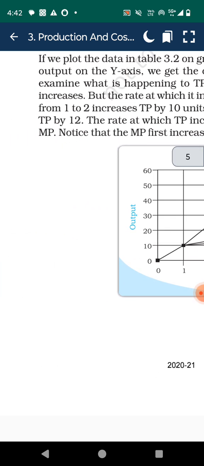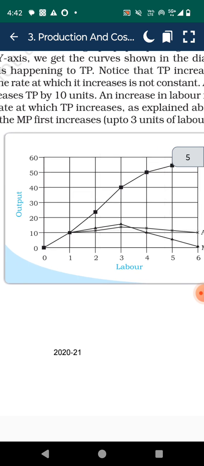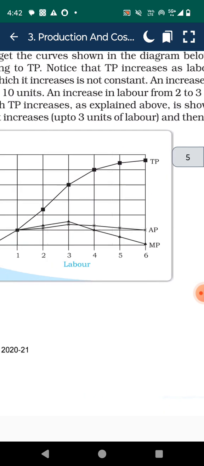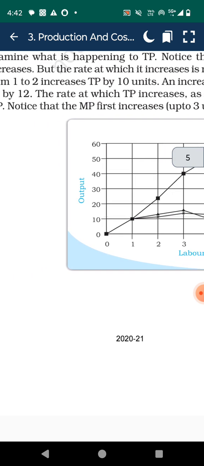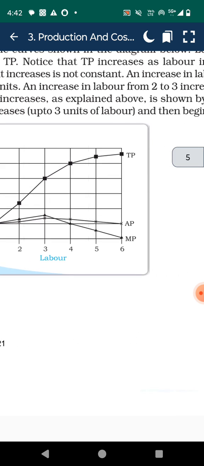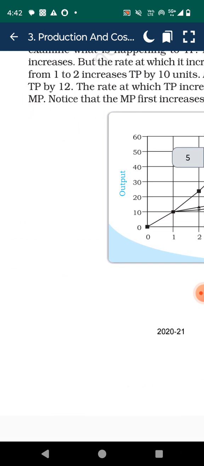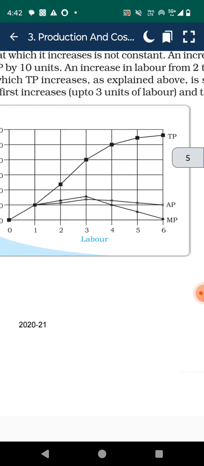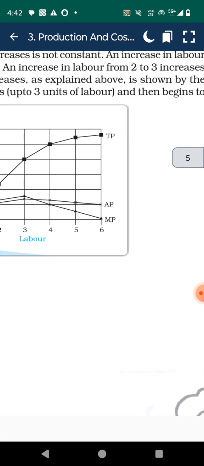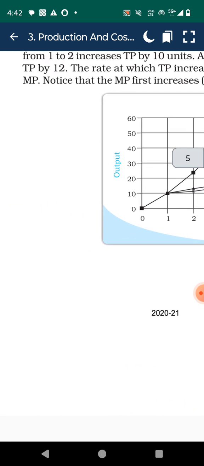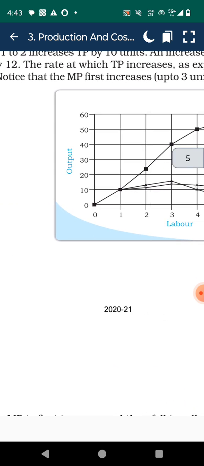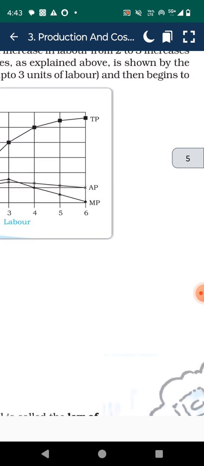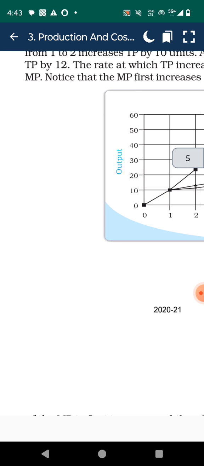Let us examine what is happening in the total product. Notice that total product increases as the labor input increases, but the rate at which it increases is not constant. An increase in labor from 1 to 2 increased total product by 10 units. An increase in labor from 2 to 3 increased total product by 12. The rate at which total product increases, as explained, is shown by the MP.